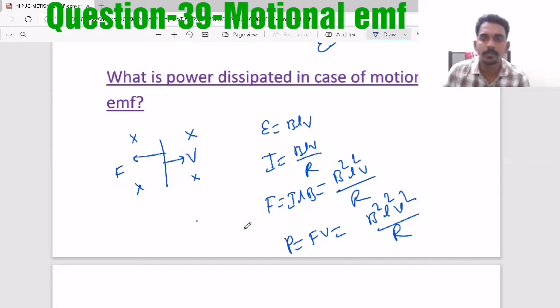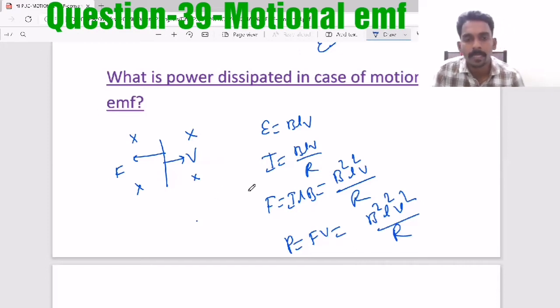Now based on the simple formulas, questions can come and we need to understand from the examples given below. Let's see the examples. Simple questions will come.